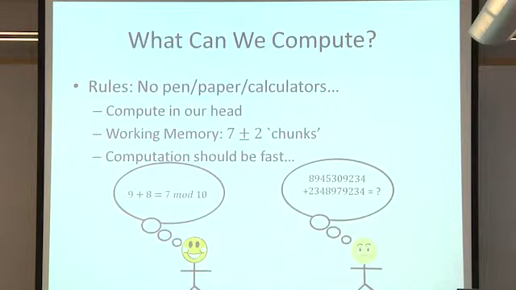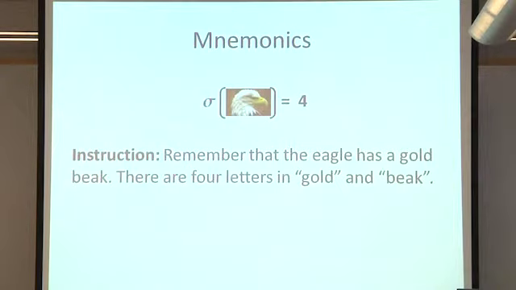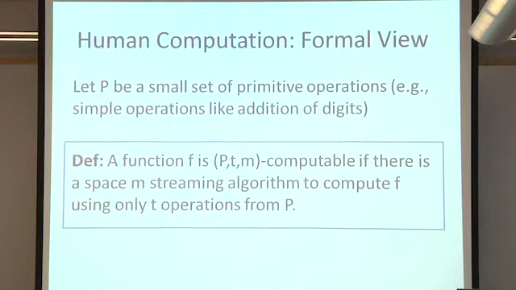Again, this is an example of a simple computation. This is not so much. Again, the pre-computation in the scheme is memorizing a mapping from images to random digits, and there are mnemonics to help make this process easier.